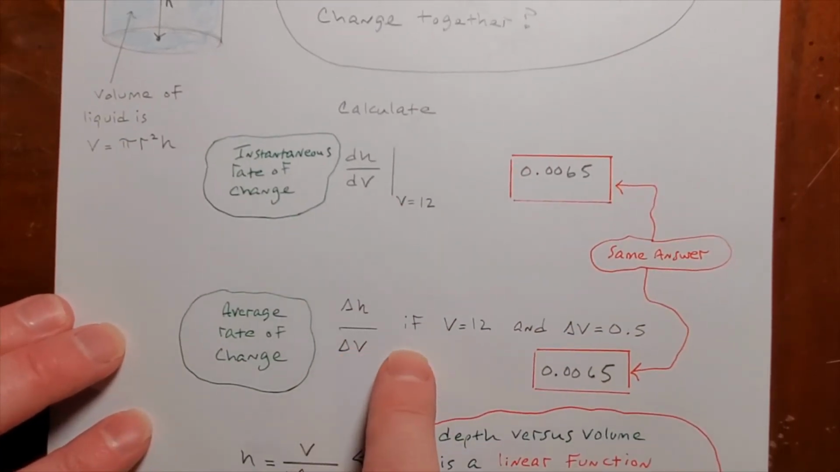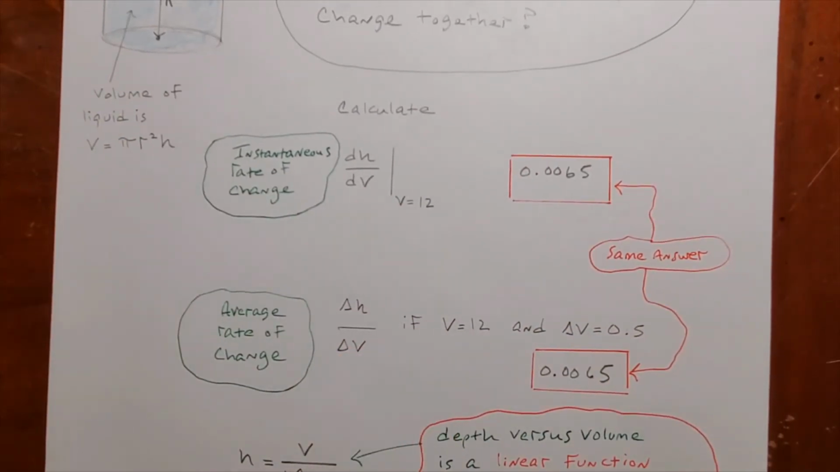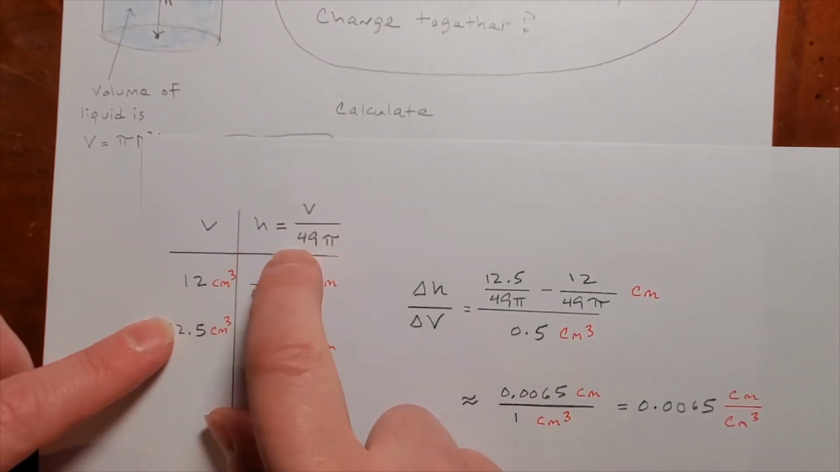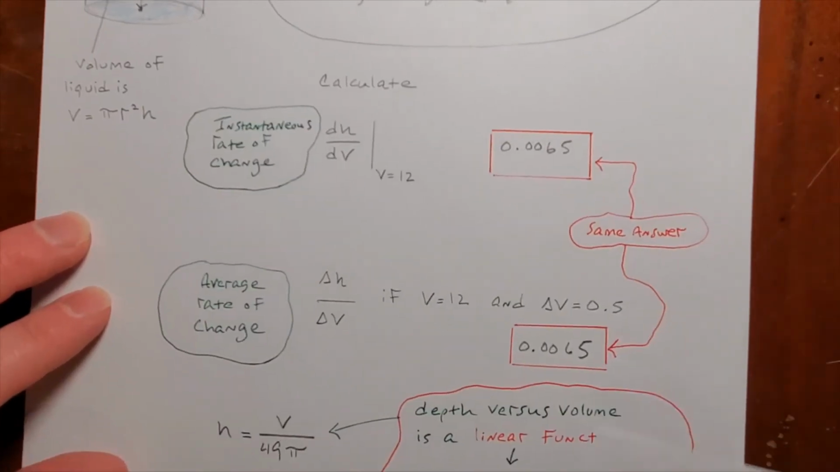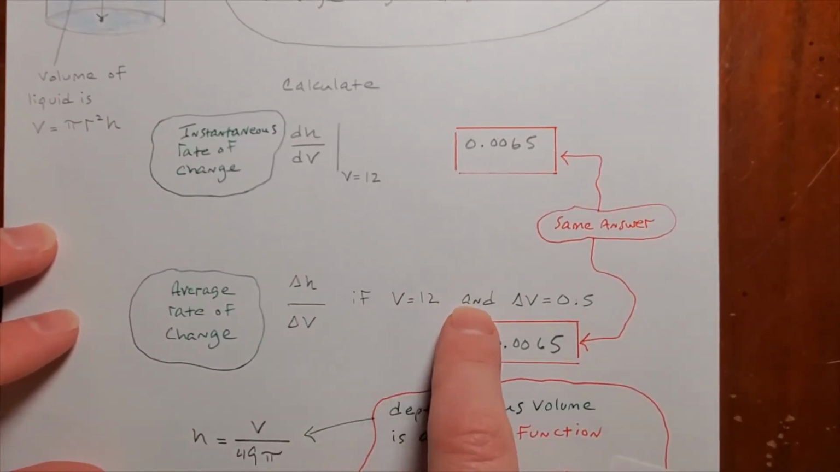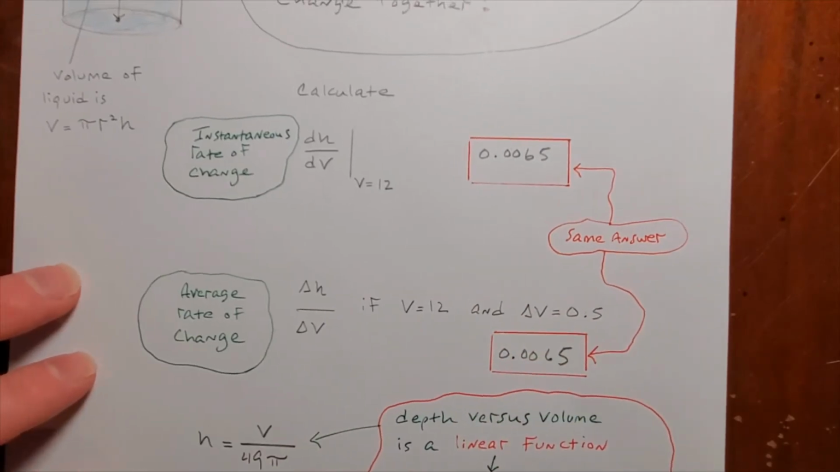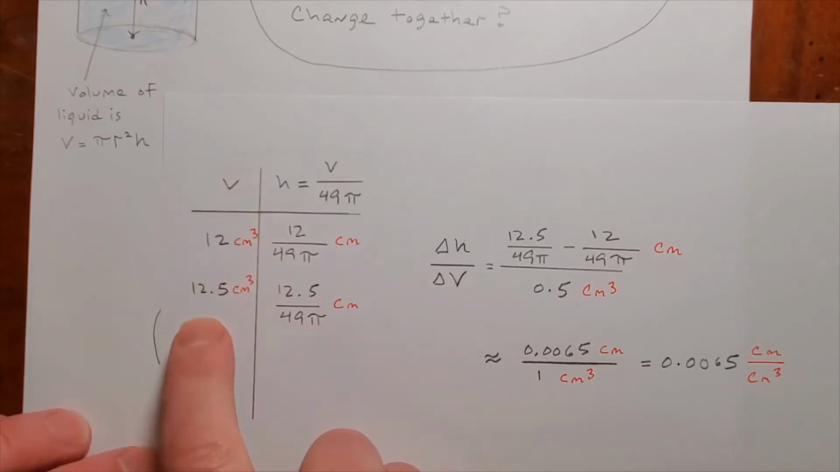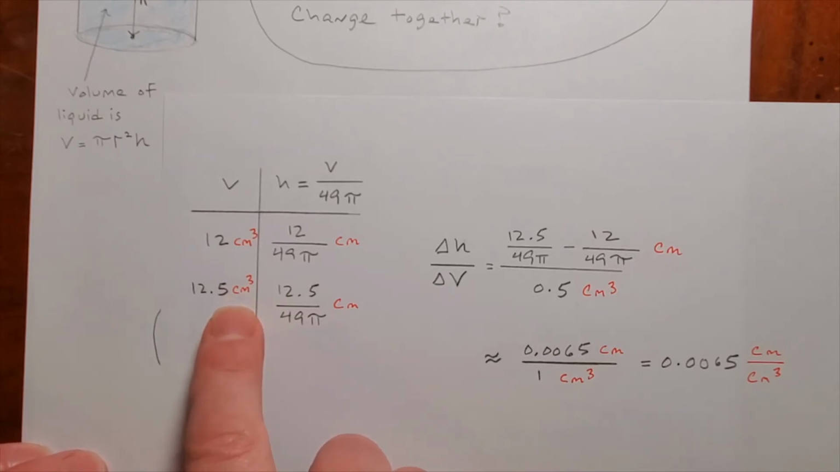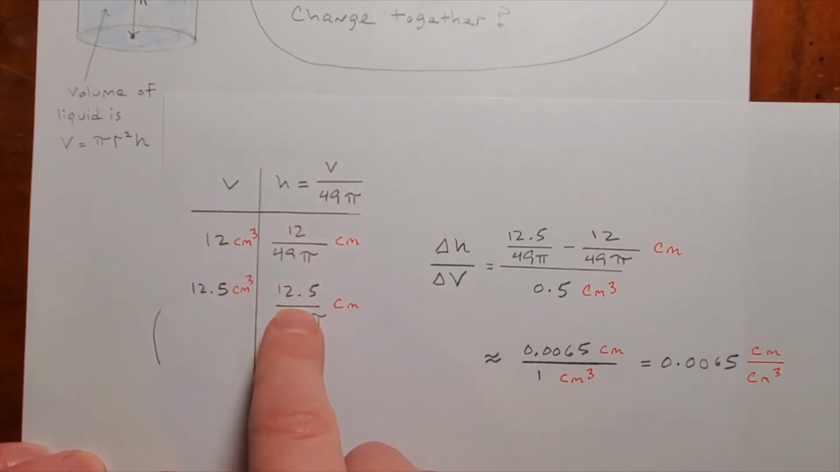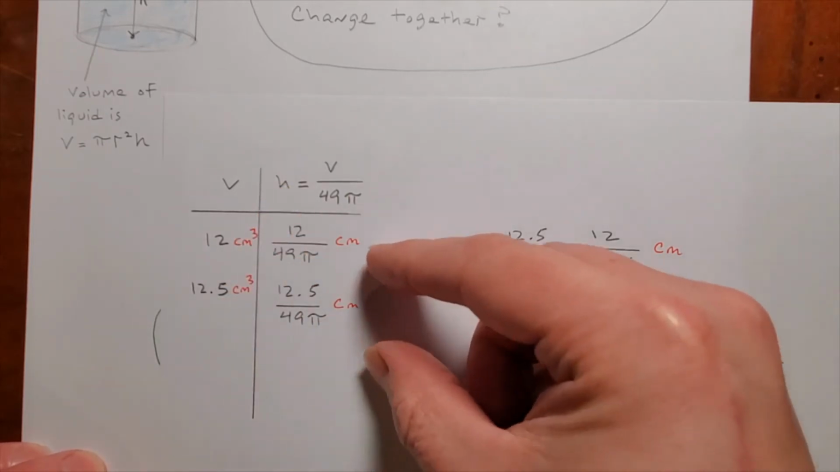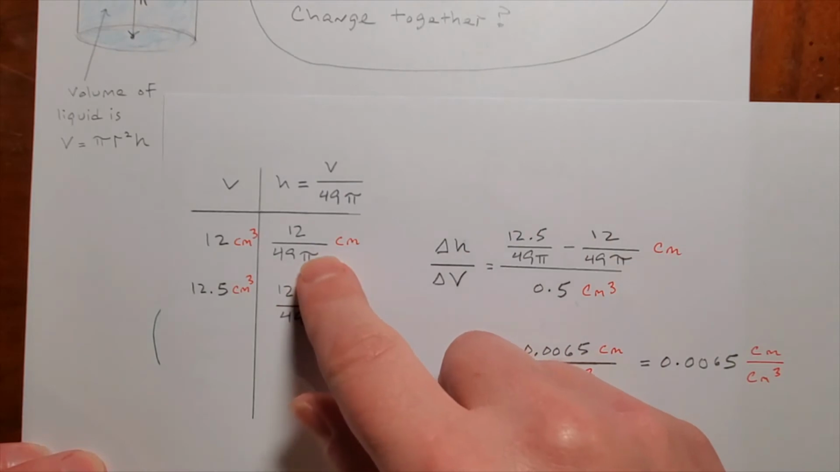Well, how would we do that one? Well, it's the same way, but with deltas, with changes. So I took our same formula. The depth is the volume over 49 pi. The question specifically said if the volume's 12 and it changes by 0.5, okay? So I started it at 12 cubic centimeters for volume, and changed it by 0.5, so 12.5 cubic centimeters for volume. Put that in here, 12.5. What are the units for this number? Depth, centimeters, okay. Delta H is this number minus that one.